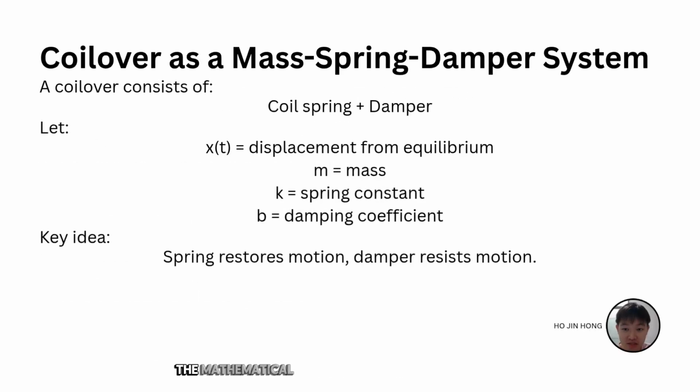In this part, I will explain the mathematical derivation of the coilover motion. A coilover shock absorber can be modeled as a mass spring damper system. The spring provides a restoring force, while the damper provides a retarding force to reduce the oscillation. In this model, the displacement from equilibrium is represented by x(t). The mass, spring constant, and damping coefficient are represented by m, k, and b. Since the spring is assumed to be at equilibrium length, the weight of the automobile is ignored.